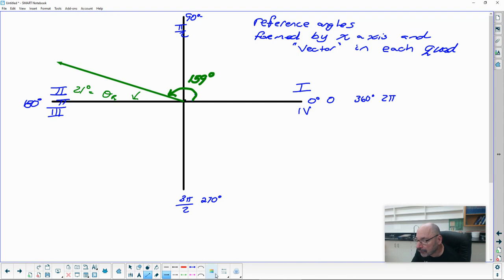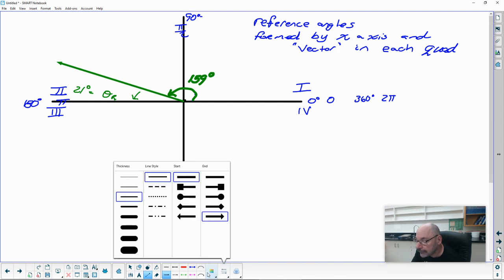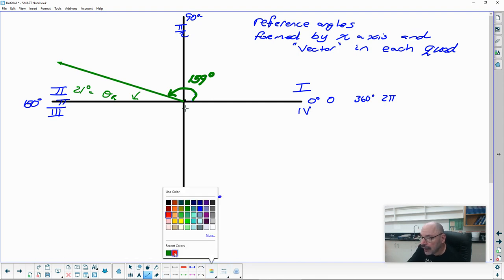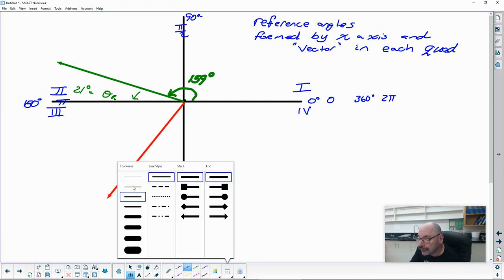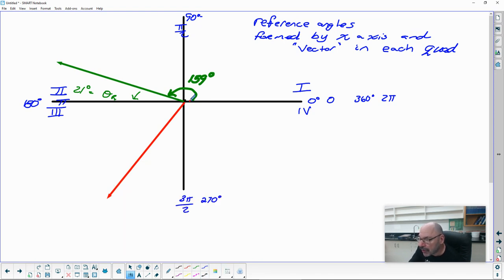There it is. All right, we'll make an arrow. Okay, so let's say that this is our one in here. And let's say that this measurement this time, if I go around and go from the positive x-axis all the way around, let's say that that is 224 degrees. Okay.